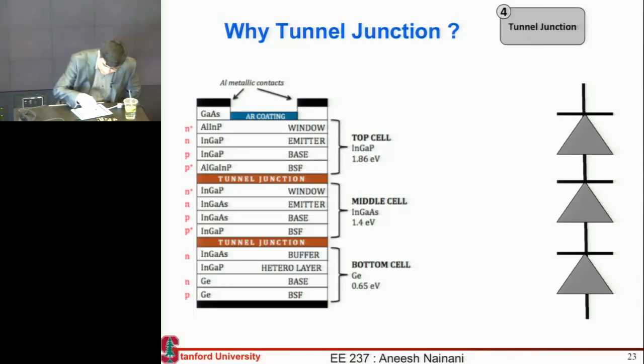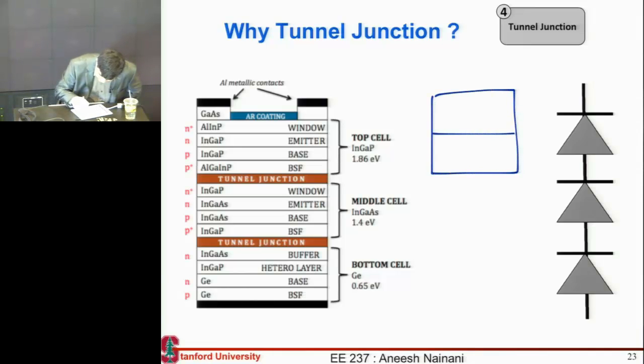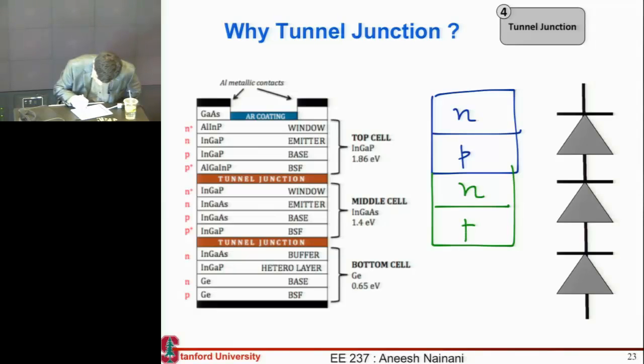Let me give you some more visual aids. So I have this layer over here. So this is an NP junction. Okay, and then I have this green cell over here. This is an NP junction. Okay. Actually, does somebody know what this device is? NP.